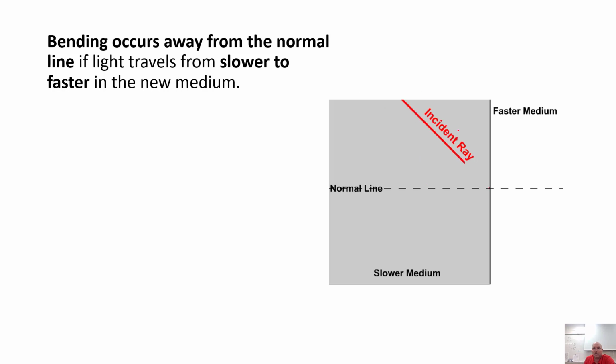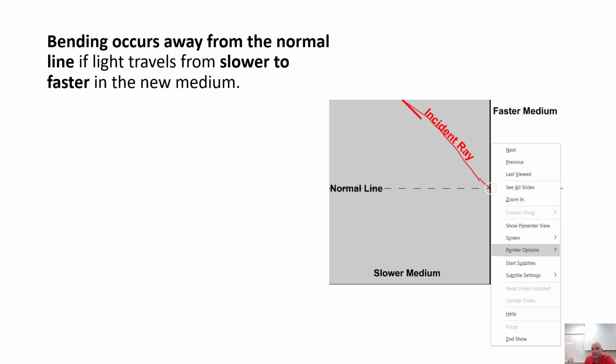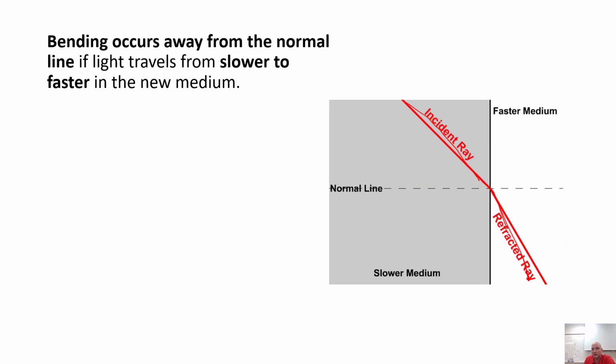And then slower to faster, we're going to have the opposite occur. So a ray comes in, the incident ray hits that boundary, and right at that boundary, it speeds up. When it speeds up, it takes this angle in an outward direction, away from this normal line right here. So slower to faster is going to be away from the normal line.